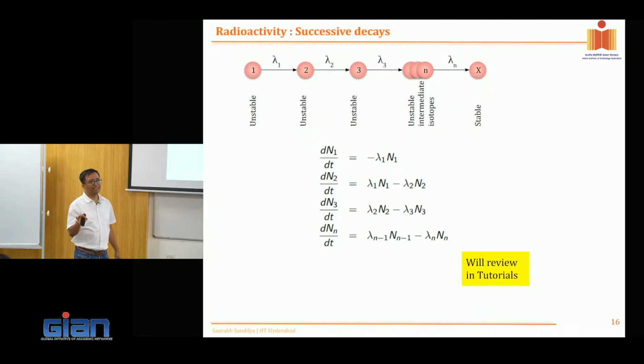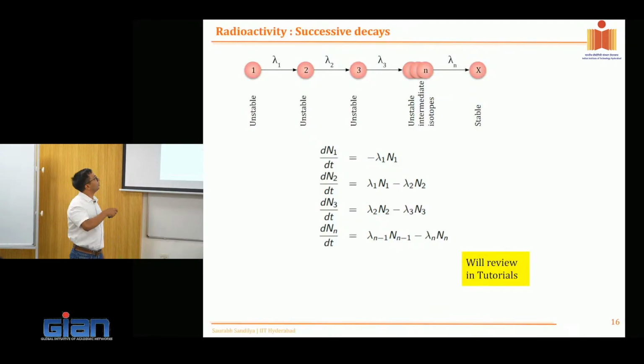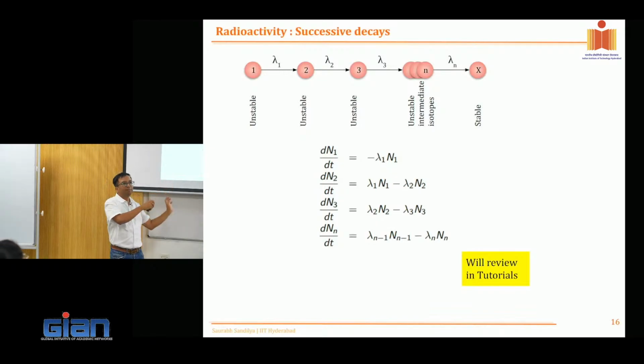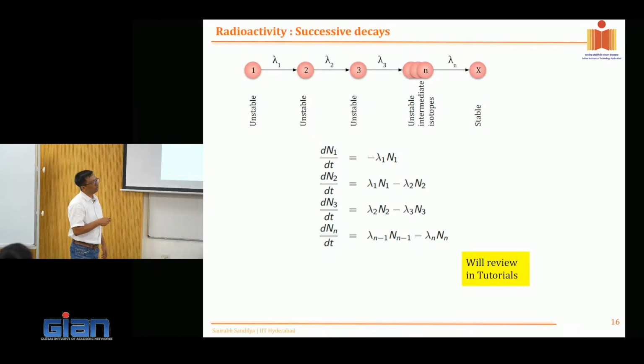You saw this when the Q was increasing. Your N2 will be increasing at the rate lambda 1 N1, because N1 is decreasing into N2. It's very simple: N1 is decreasing by this amount, so N2 will be increasing by this amount, and decreasing by its own decay. Same thing you can keep on writing for the decay chains, and ultimately you can go to the nth step.